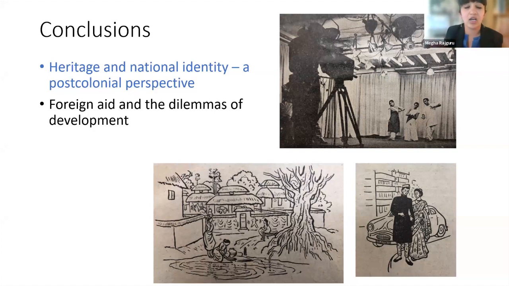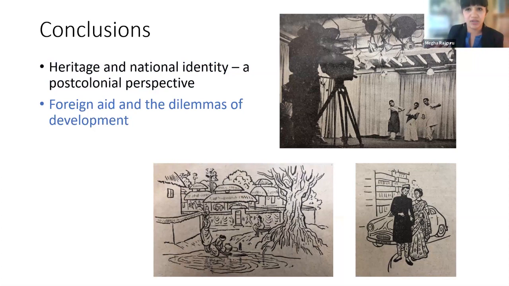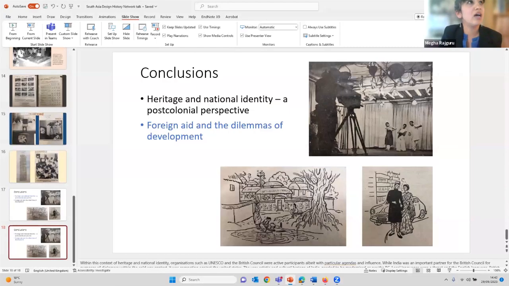So when we look at the state archive, what is the Indian heritage? How does it need to be presented? What is the story of civilization? And what is the story of the past and the present as well? And there is a constant discussion around a blip in civilization because of colonialism, for instance. So within this context of heritage and national identity, organizations such as UNESCO and the British Council were active participants, albeit with particular agendas.